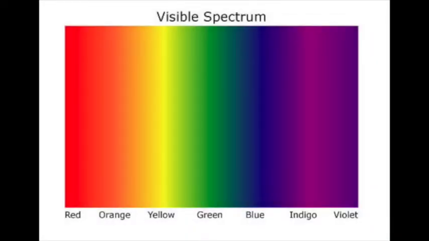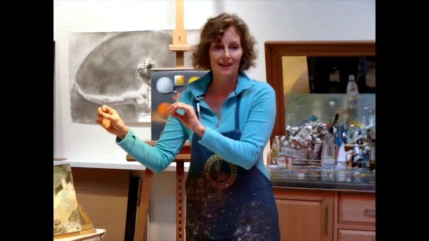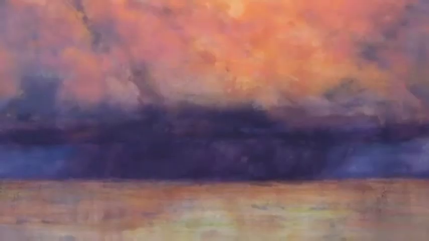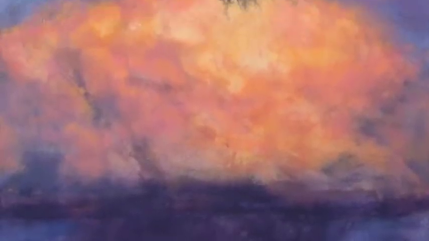And then comes orange, yellow, green, blue, indigo, which is kind of a purplish color, okay? And then violet is at the top. So violet has the shortest wavelength and the fastest frequency.